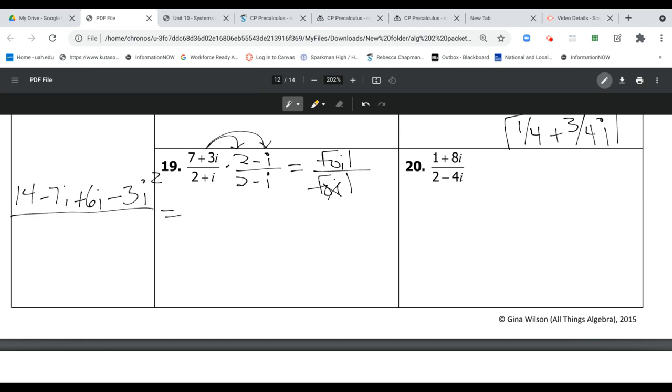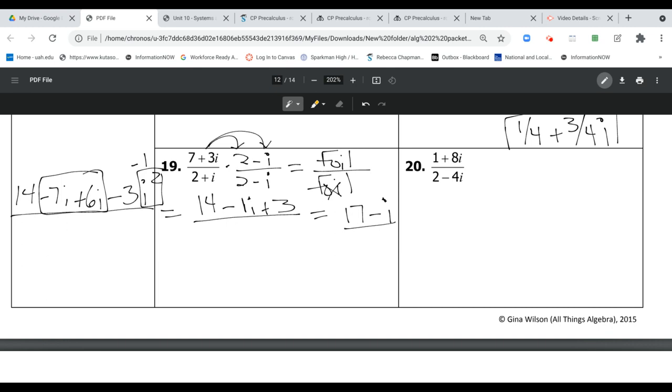Now, I'm going to keep going with the top. I can add these two together, so that gives me 14 minus 1i. This becomes a negative 1, so that becomes plus 3. So I end up with 17 minus i as my numerator.